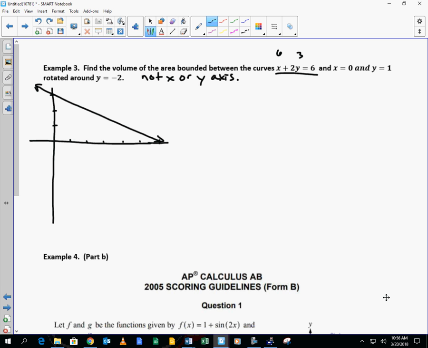What does x equal 0? Yep, that's the y-axis. Thank you, Gina. And then what is y equals 1? It's the horizontal line, y equals 1. So that's my area. Is everybody convinced that that's the region I'm working with? I want to rotate that around what? Y equals -2.